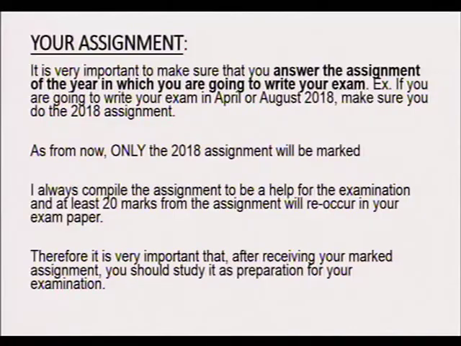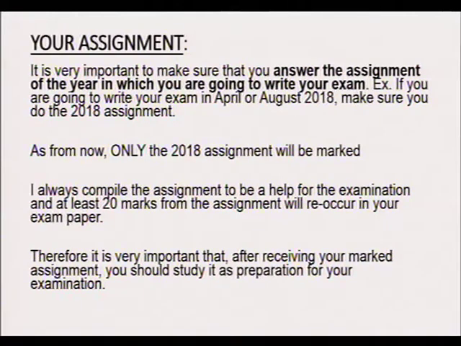Your assignment, it's very important to make sure that you are answering the assignment of the year in which you are going to write your exam. For example, if you are going to write your exam in April or August 2018, make sure you do the 2018 assignment. As from now, only the 2018 assignments will be marked. If you give in the 2017 assignment, it will not be marked.